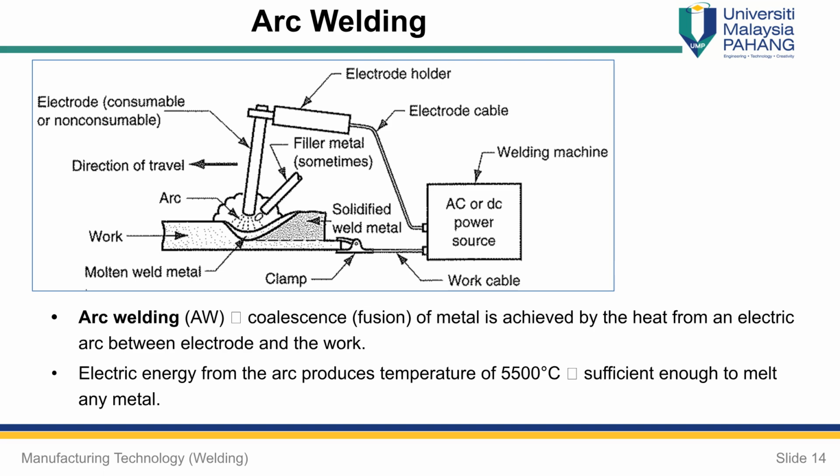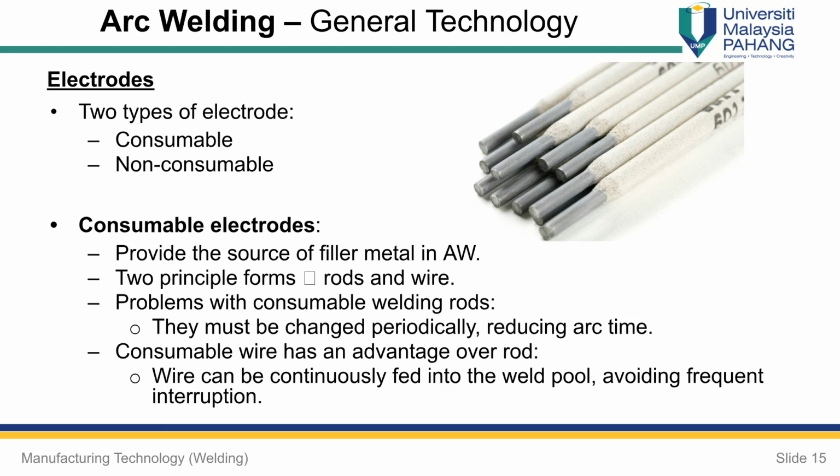Arc welding achieves coalescence through the heat of an electric arc between an electrode and the work. The electric arc produces high temperatures, sufficient to melt any metal. Electrodes are classified as consumable or non-consumable.